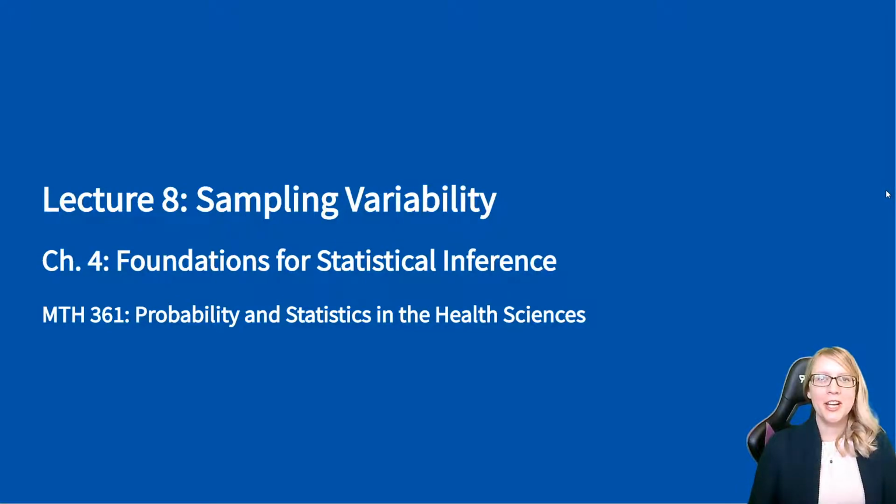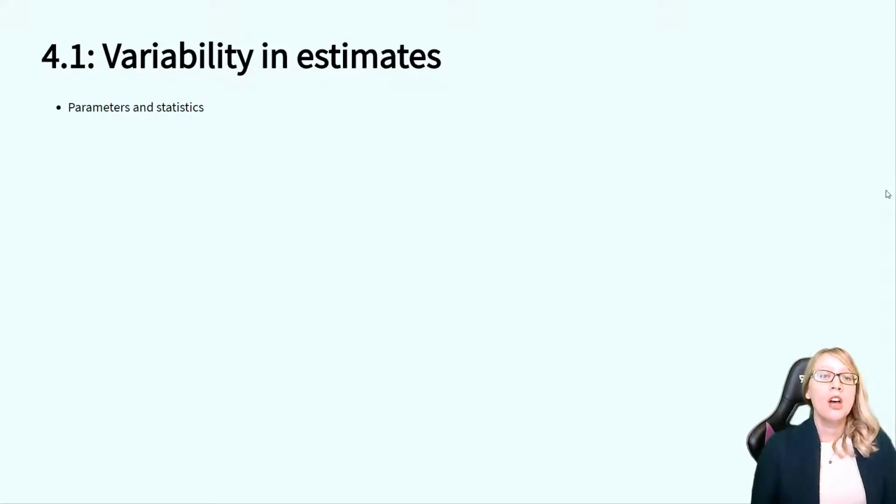Everyone, in this video we'll talk a little bit about sampling variation. So what might happen if we take multiple samples from a population? Well, we'll start by reviewing parameters versus statistics. What do we mean when we talk about each one of those?